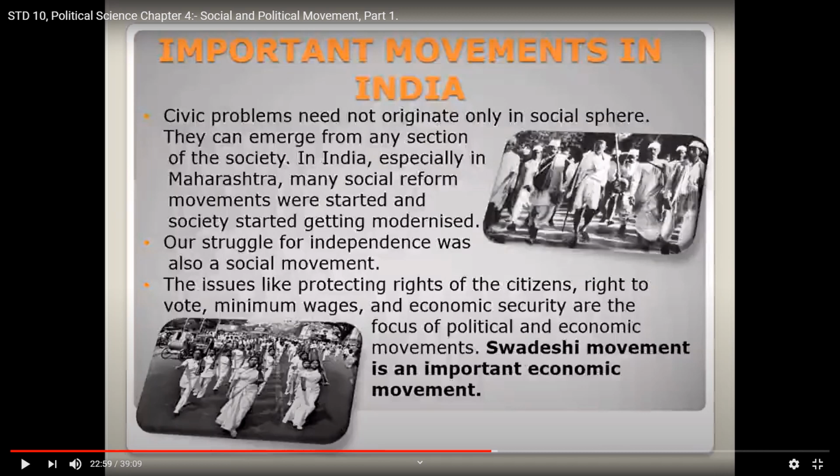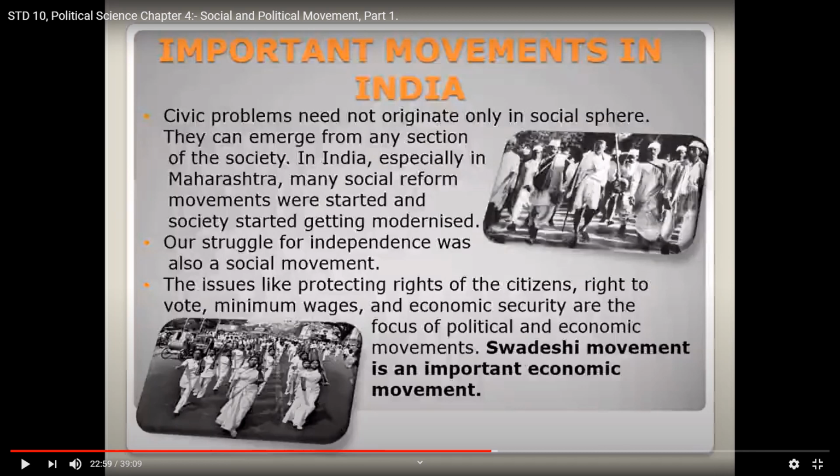Important movements in India. Let us see some important historic movements. Civic problems need not originate only in the social sphere. They can emerge from any section of the society. In India, especially in Maharashtra, many social reform movements were started and society started getting modernized. Our struggle for independence was also a social movement. Issues like protecting the rights of citizens, right to vote, minimum wages, and economic security are the focus of political and economic movements. The Swadeshi movement is an important economic movement.